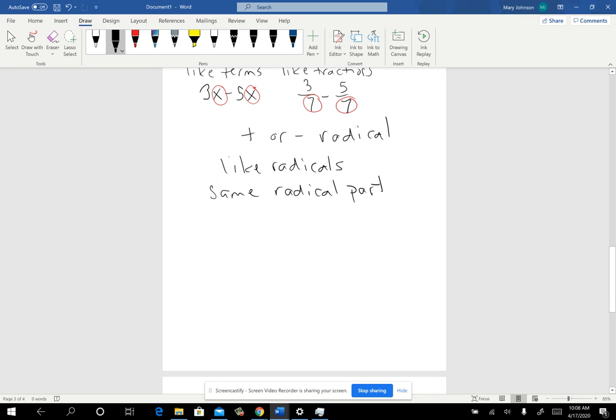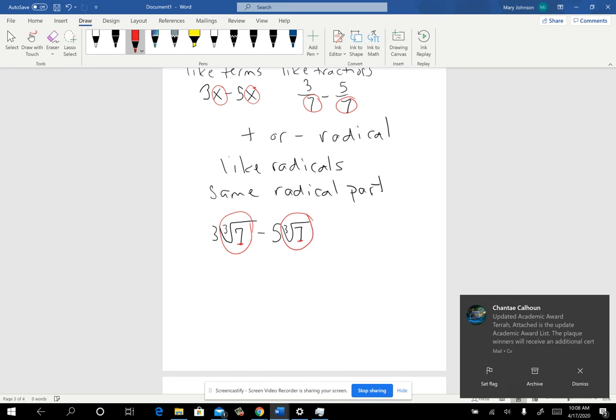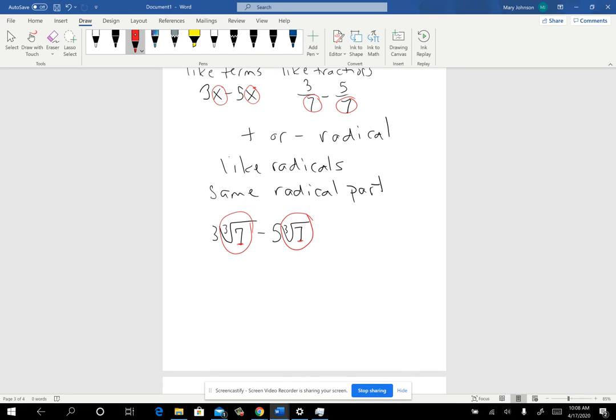All right. So for instance, if we had 3 cube root of 7 minus 5 cube root of 7, the radical part is exactly the same. It has to be the same radicand, the same thing underneath, and it has to be the same index.